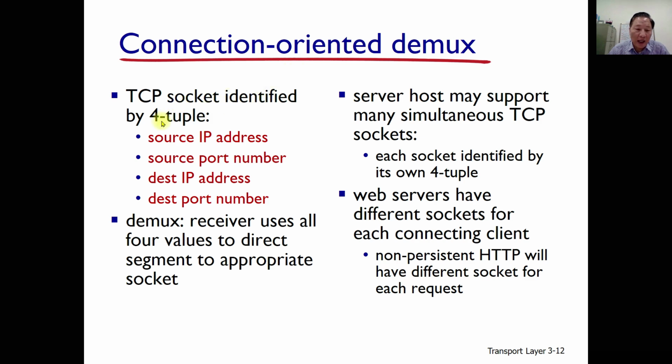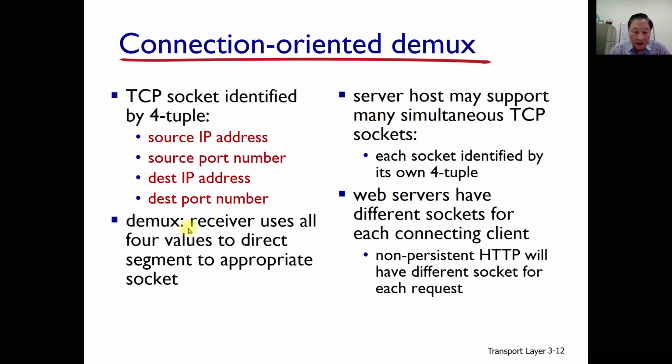A TCP socket is identified by this 4-tuple. This can be pronounced as 4-tuple also in the United States, but in the United Kingdom, 4-tuple. Okay, I'll pronounce it as 4-tuple here. The source IP address, the source port number, the destination IP address, and the destination port number. Those 4 values can identify the socket.